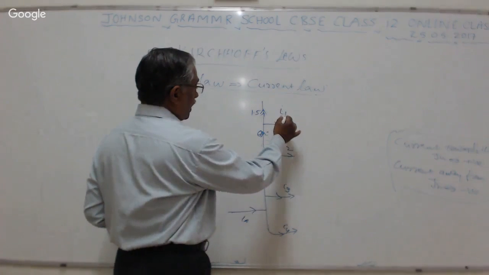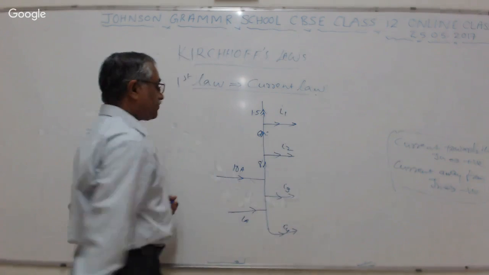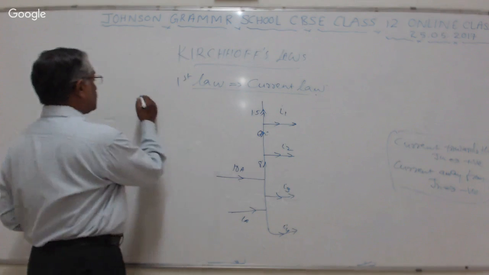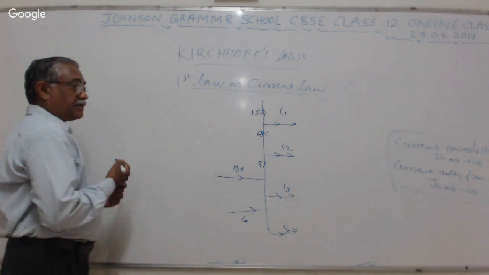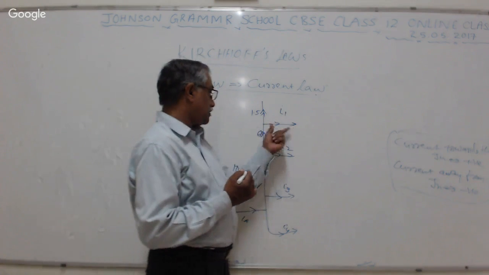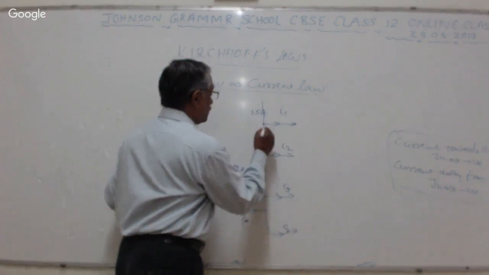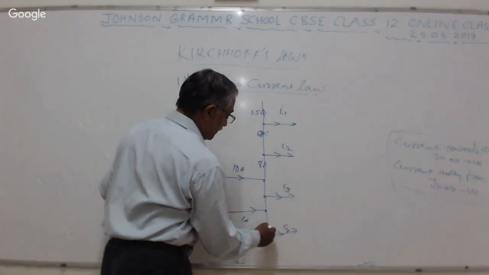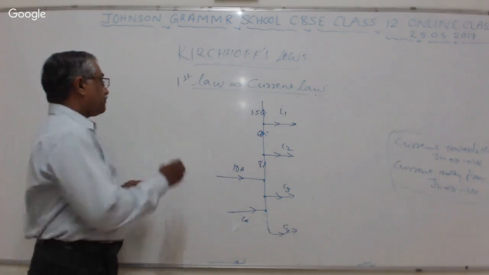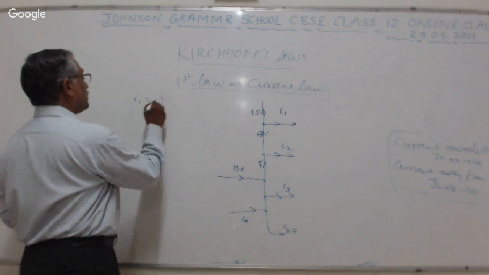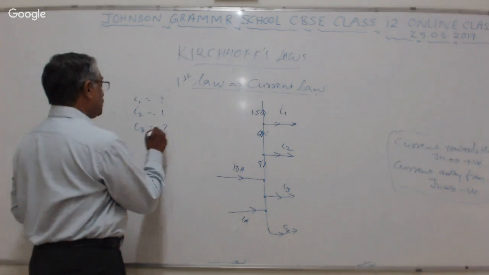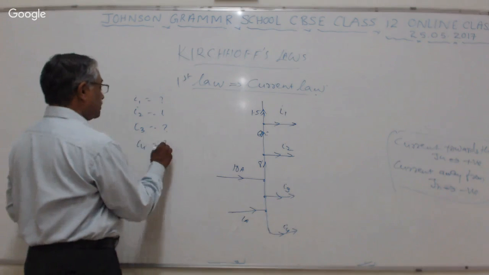So current I1, I2. We want to find out I1, I2, and I3. So, to find the current in each branch of the circuit, there we have 1, 2, 3, 4, 5 junctions, right? We want to find out I1 is equal to how much, I2 is equal to how much, I3 is equal to how much, I4 is equal to how much.